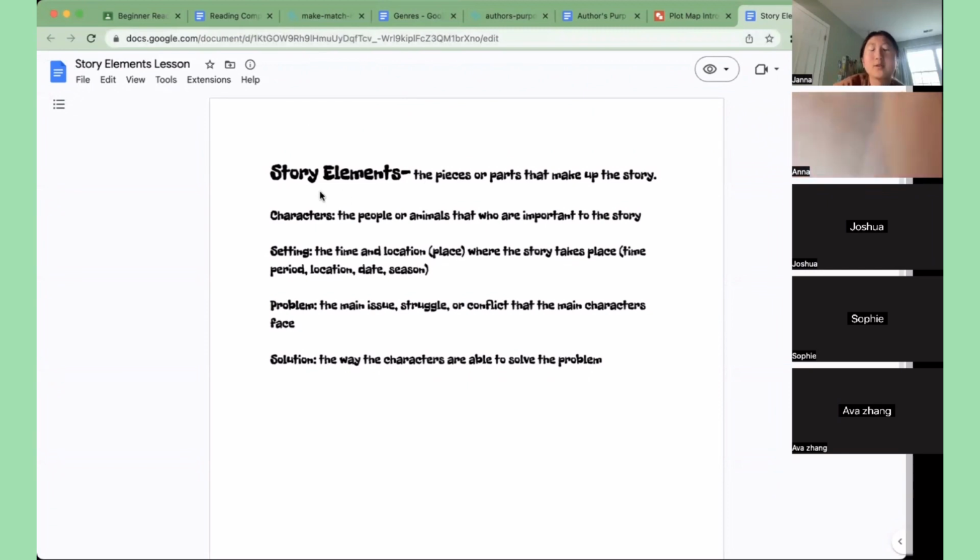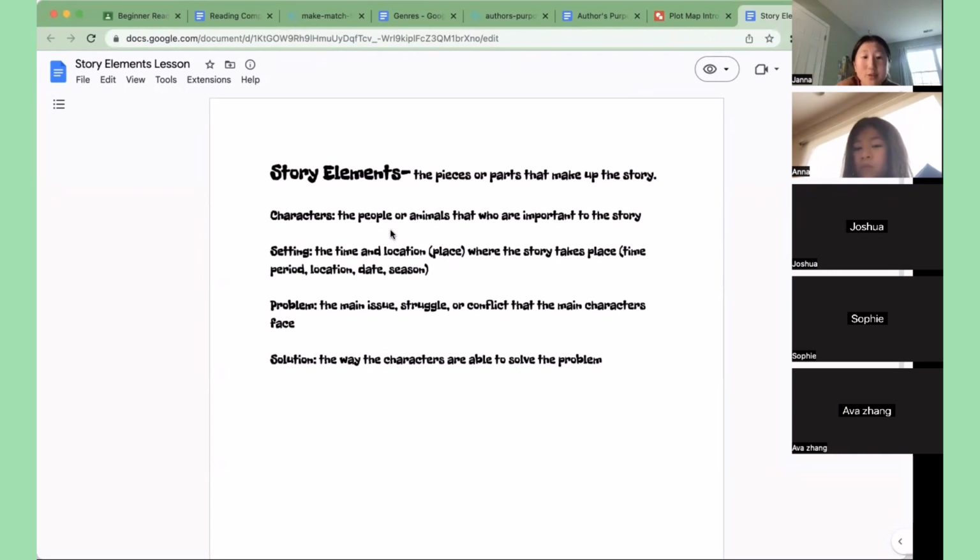Next week's lesson, which we're doing now, is just introducing you to genres and story elements. So the story elements are basically just the pieces or parts that make up a story. And these main parts or pieces are the characters, so the people or animals or whoever in the story that are important. And next is the setting. So this is the time and location, which is the place where the story takes place. So this includes time period, location, the date or season.